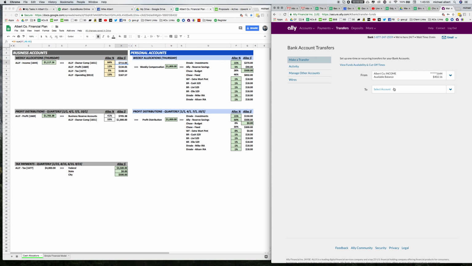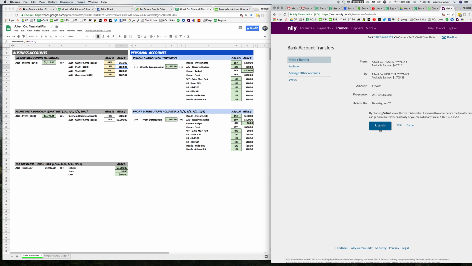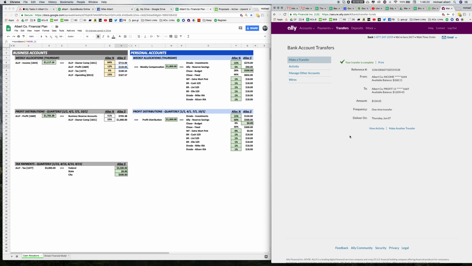So what I'm doing is I'm just clearing out the income, allocating it to these accounts based on my preset allocations so that I make sure that I hit my target for the quarter. And then I adjust these every quarter. So allocating to my profit account 134.05, continue and submit.